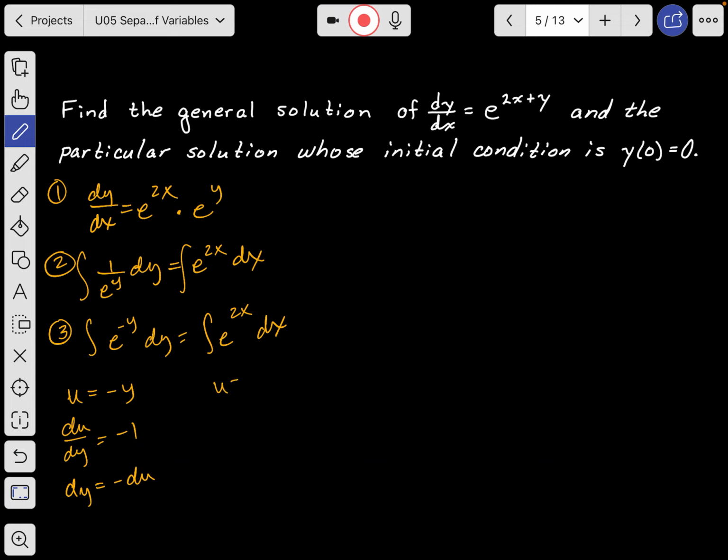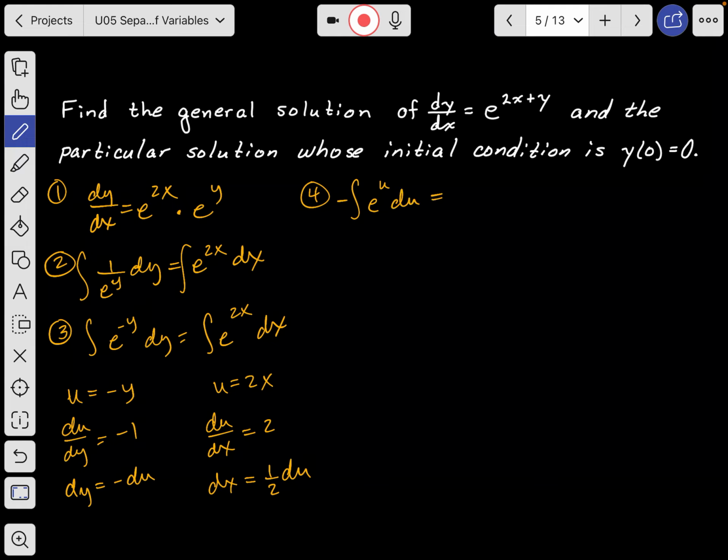All right, on the right side, u is equal to 2x. du dx is equal to 2, and dx is equal to, I believe, 1/2 du. All right, so now we'll make some substitutions. So I'm going to go ahead and call this step 4, even though we did quite a bit of work over there. Let's see, I've got the integral of e to the u, and then times dy, which is negative du. So I'm going to write it like this.